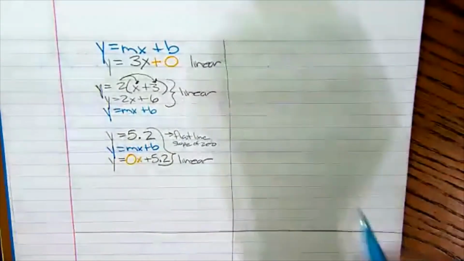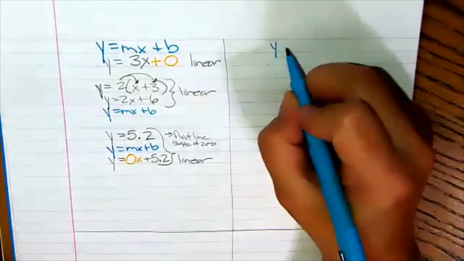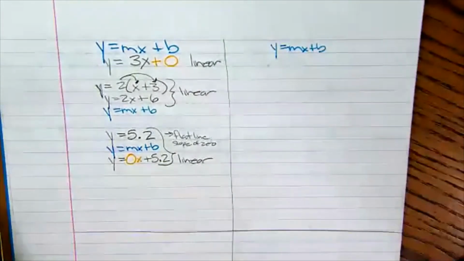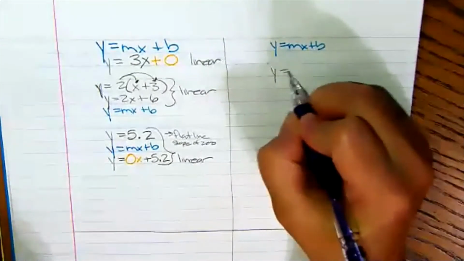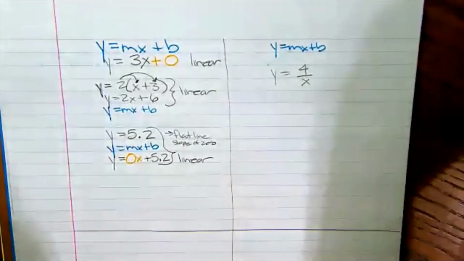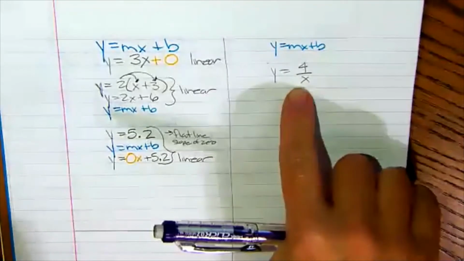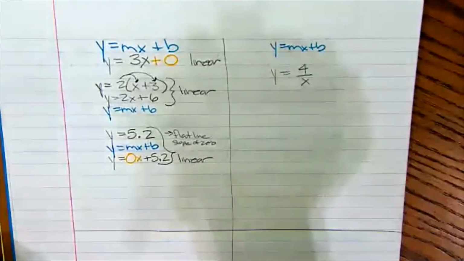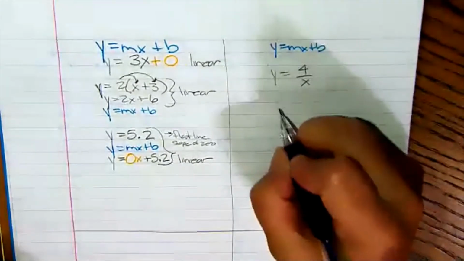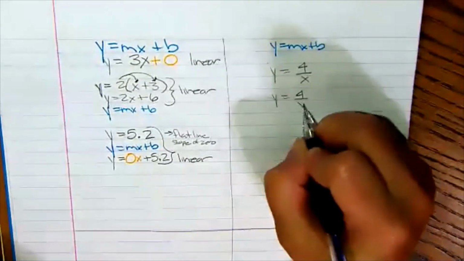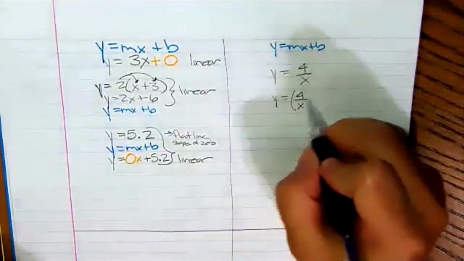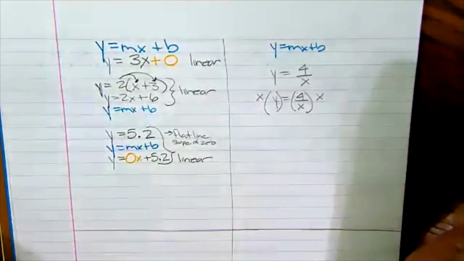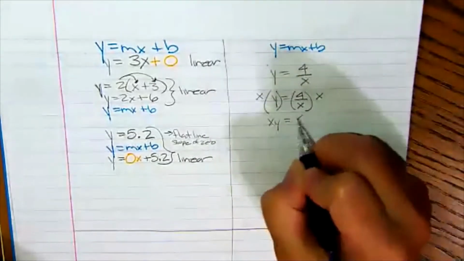Okay, now we know linear functions can be written as y equals mx plus b. And the book gives us this equation, y equals 4 over x. Does this represent a linear function? Well, can we rewrite it into y equals mx plus b format? Let's see. Y equals 4 over x. I need to get x to the top. So I'm going to multiply this side by x and this side by x. I have xy equals 4.